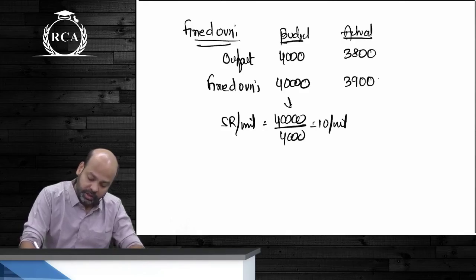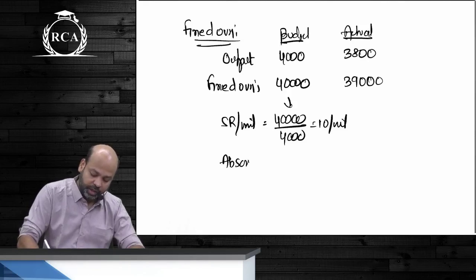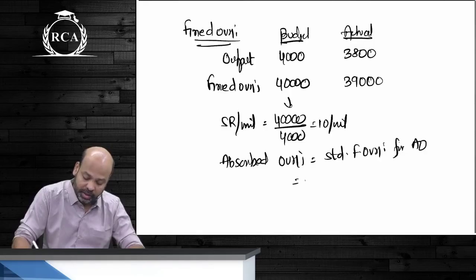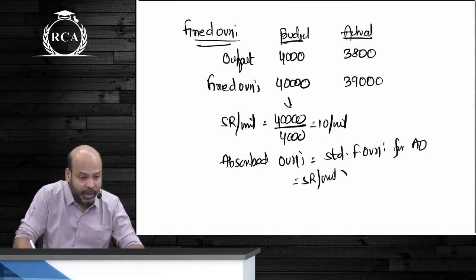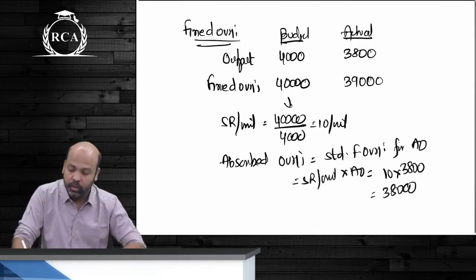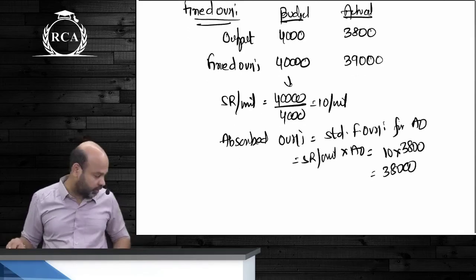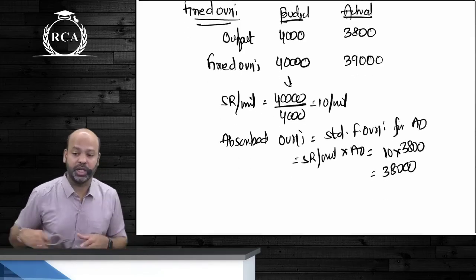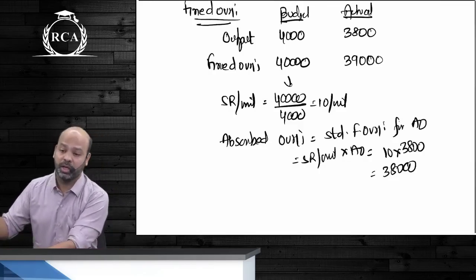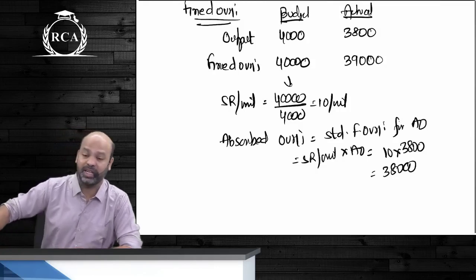Actual expenditure 39,000. To compute fixed overhead variances, we compute absorbed overheads. That is exactly the same as standard fixed overheads, guys, for actual output. This will be written as standard rate per unit multiplied by actual output, which will be 10 rupees into 3,800, beta, 38,000. Once you get absorbed overheads, guys, you get all the answers. If you compare absorbed overheads with budgeted overheads, you get volume variance. And if you compare budgeted overheads, beta, with actual overheads, you get expenditure variance.